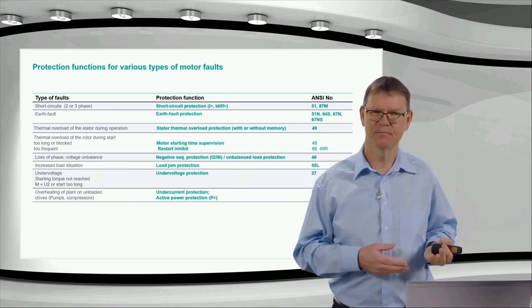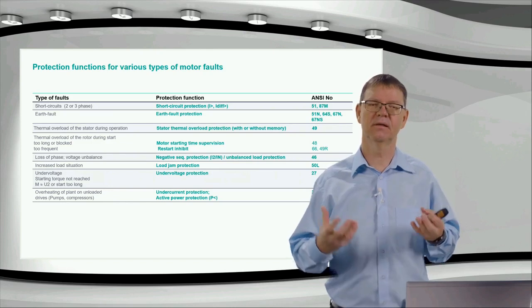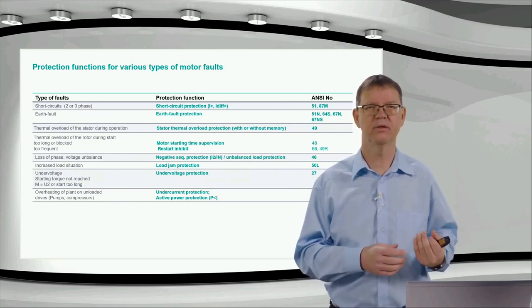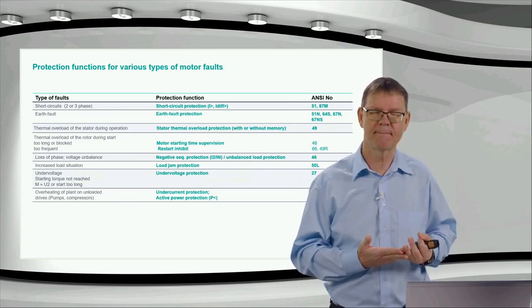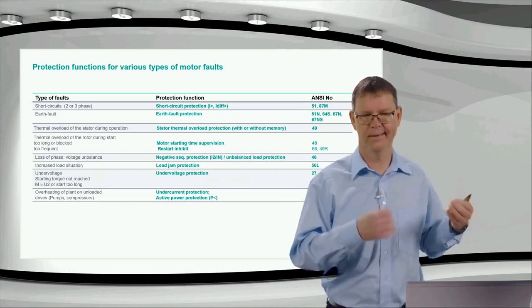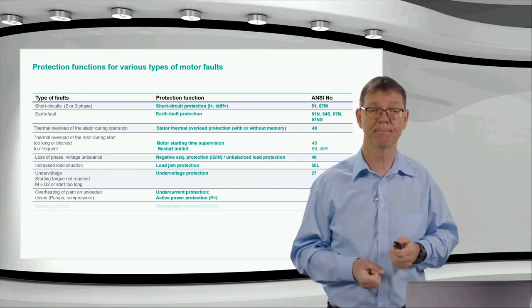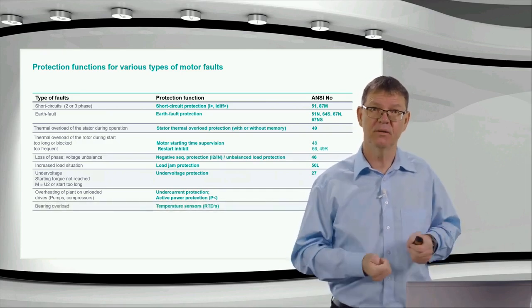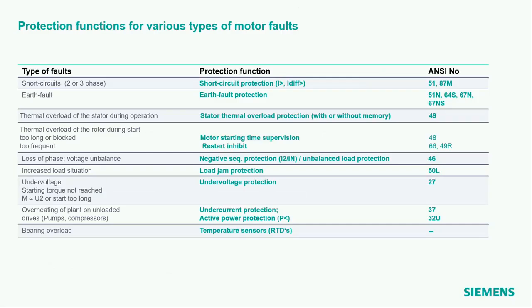In this case, I will see a current which is too low compared to the normal situation. So we can detect these states with an undercurrent or an underpower protection at the end. And then finally, bearing overload.